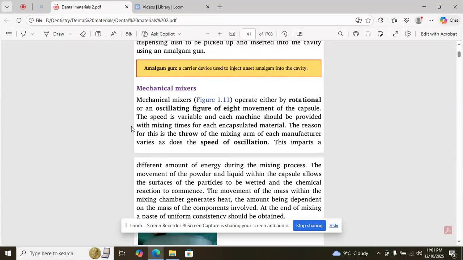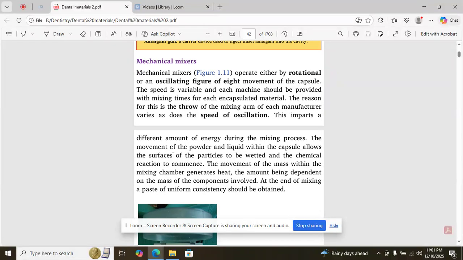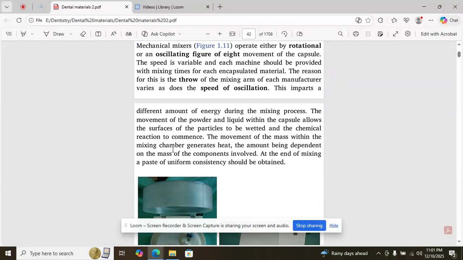The reason for this is the throw of the mixing arm of each manufacturer varies as does the speed of oscillation. This imparts a different amount of energy during the mixing process. The movement of the powder and liquid within the capsule allows the surfaces of the particles to be wetted and the chemical reaction to commence.